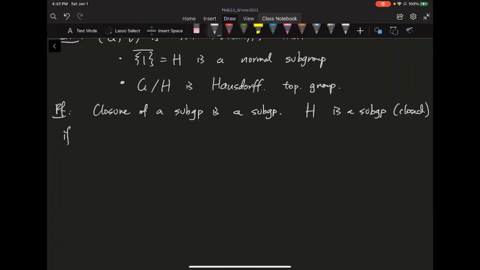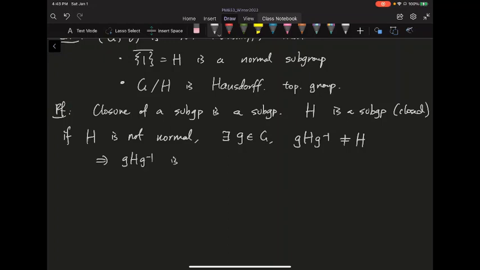Okay, so suppose it's not normal. If H is not normal, then what can go wrong is that there exists some g inside G so that g H g inverse, you conjugate it, is not equal to H. Okay, it's not even contained in H. So, well, your H is closed, so you conjugate by some fixed element g, then clearly, because these translations are homeomorphisms on your group as a space, you get something that's also closed, okay? So you have this g H g inverse is also closed.